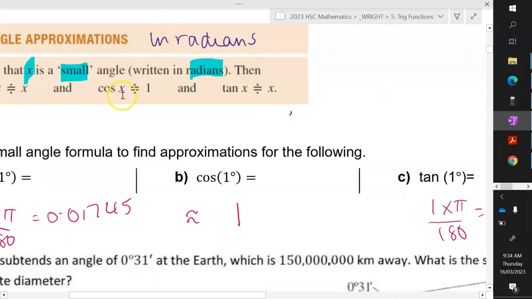The approximation for cos is saying that if cos of x, and we are in radians, it is going to be approximately equal to 1. So that's a nice easy one. So we've got 1 there.